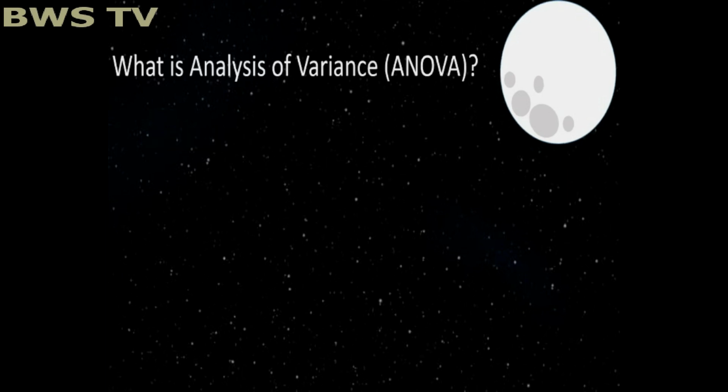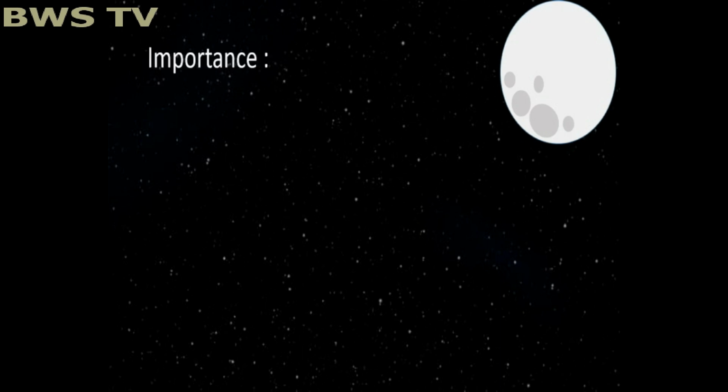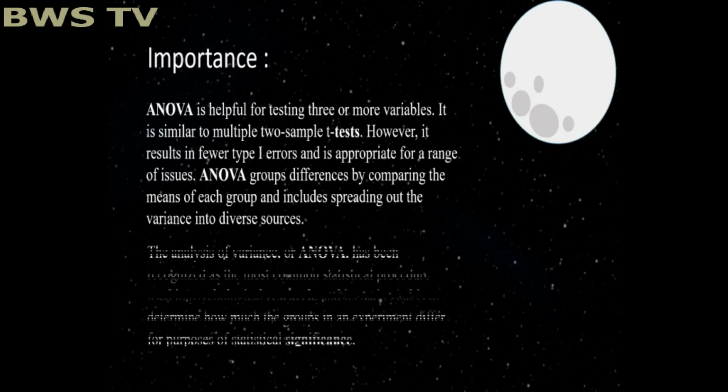What is analysis of variance or ANOVA? ANOVA is a statistical method used to compare the means of two or more groups. What is the importance of ANOVA? ANOVA is helpful for testing three or more variables. It is similar to multiple two-sample t-tests. However, it results in fewer type 1 errors and is appropriate for a range of issues. ANOVA groups differences by comparing the means of each group and includes spreading out the variance into diverse sources.